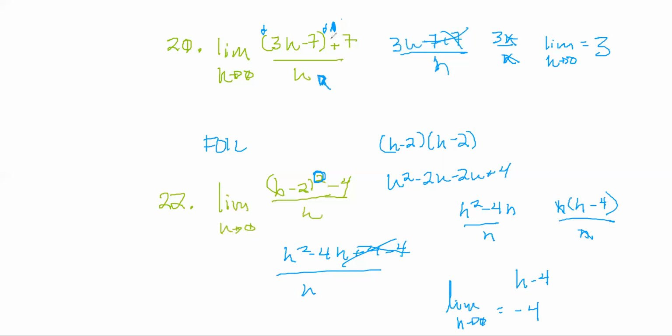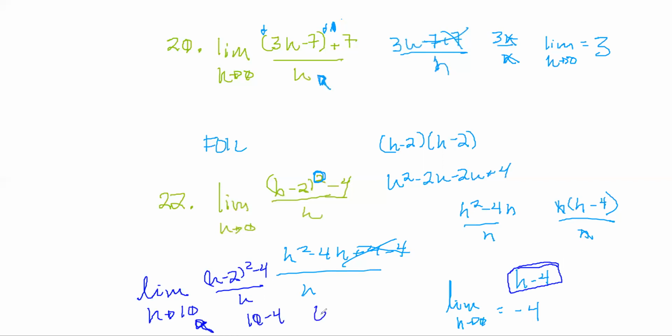Using this exact same problem with negative 2, for problem 22, what would the limit be as h approaches 10? With this one, you could just plug in the 10 and solve. Yeah, you could. Or you've already solved and you have h minus 4. So it would just be 10 minus 4, or 6.